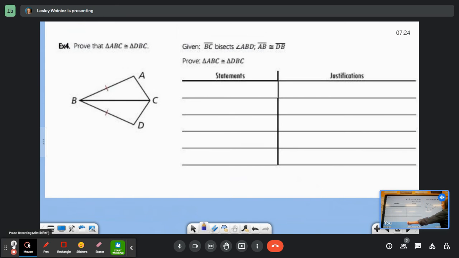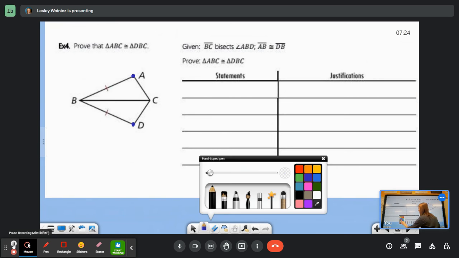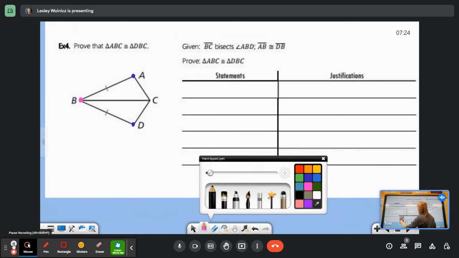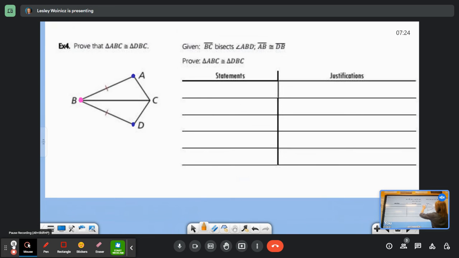Cool. All right, next. Okay, let's talk about what we know. We have to prove these two triangles congruent to each other. Let's mark them in colors because that helped me a lot. A corresponds to D. B corresponds to itself. Okay, that makes sense. And C corresponds to itself. Okay, well that's easier than the last one.